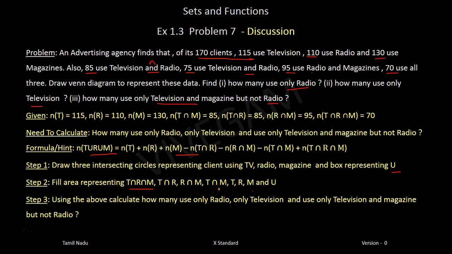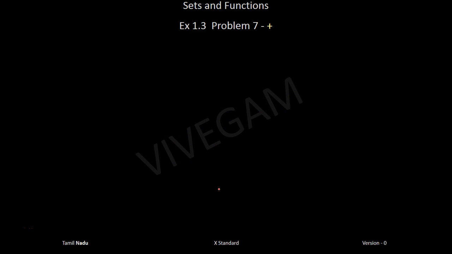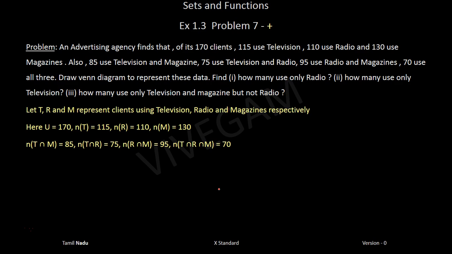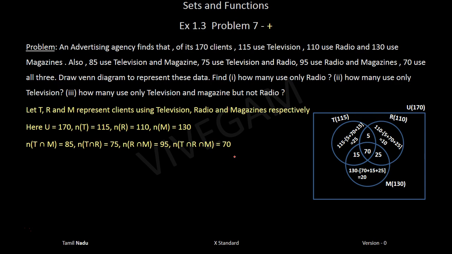Okay, right. Now let me go ahead and solve the problem. I've got all the data that we explained. Now draw the three circles. This is T, this is R, and this is M, and we know the number of people who are watching television. N of T is 115. So this is 115. N of radio is 110. N of magazine is 130. Okay, and the total number of people is 170. So four data already finished.